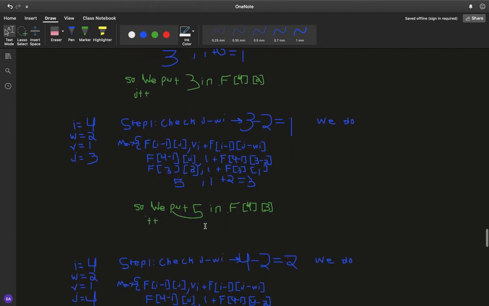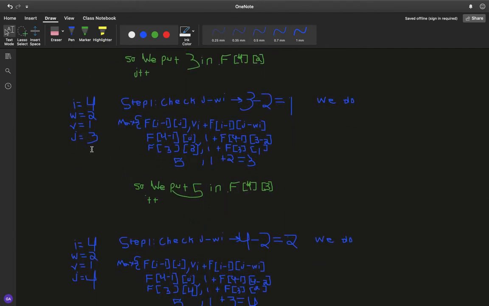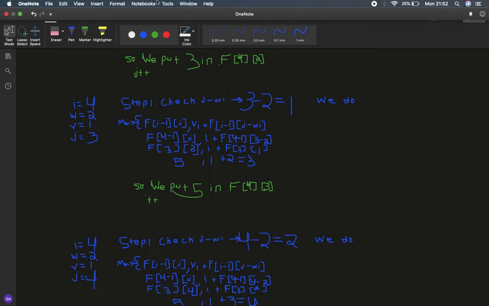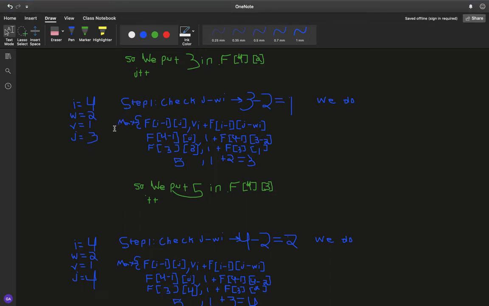As you can see here, we incremented j. j is now 3. 3 minus 2 is 1. 1 is greater than 0, so we take the max value between these two equations. The only thing changing here is j, which is now 3, so we check f sub 3 of 3, which is 5, and f sub 3 of 1, which is 2, so we do 1 plus 2 is 3. 5 is greater than 3, so we put 5 in f sub 4 of 3.